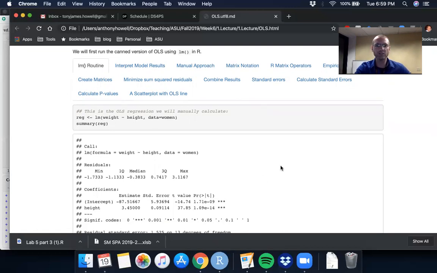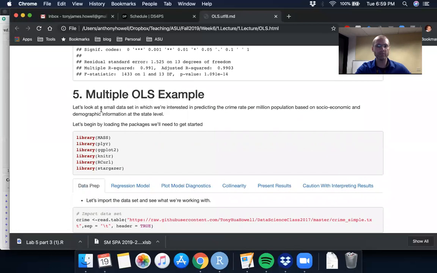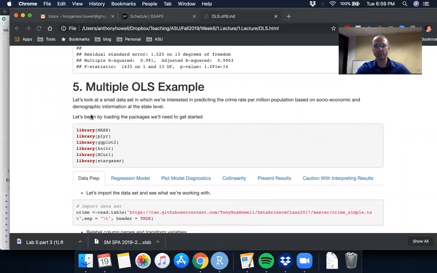So, okay, stay tuned for the next video. I'll give a brief example of OLS and go over how we can look at the regression results, do some model diagnostics, and interpret some of the results.